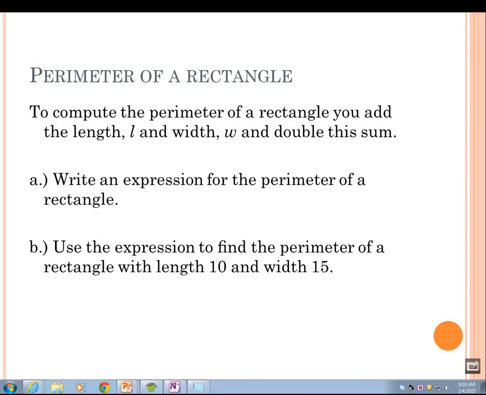Write an expression of a perimeter of a rectangle. So we have, you add, so we're going to be doing something here, right? I'm going to pull out all the words that we're using. The length and the width, here's another key word, and. So we had the length and width, and double this sum. What am I going to do, Ms. Potter? Multiply? What am I going to multiply? The length and width, and how am I going to indicate that?